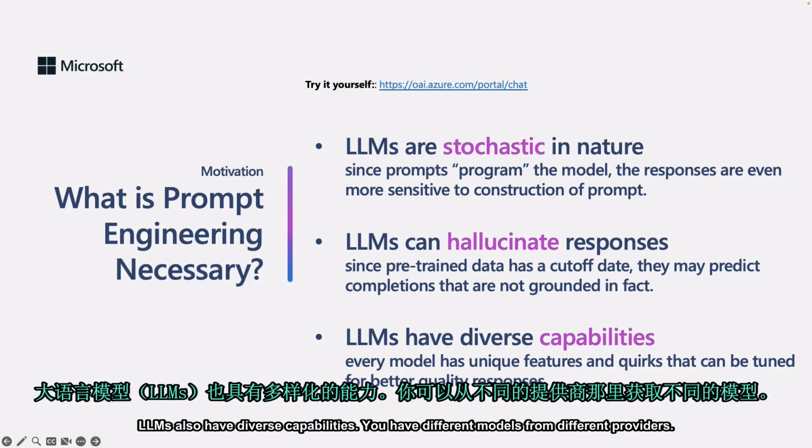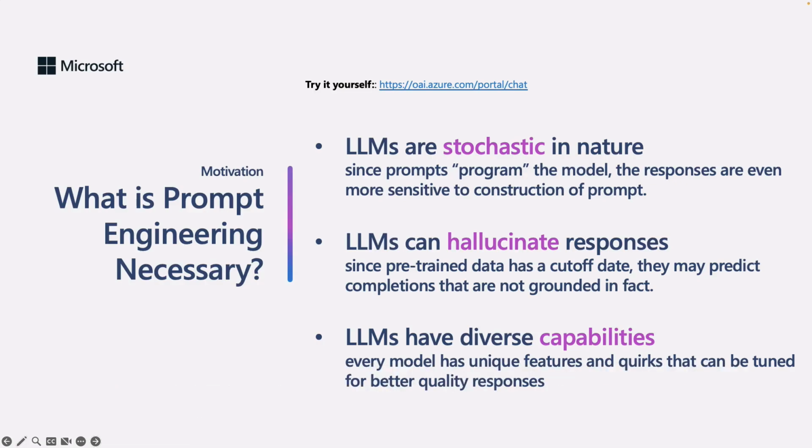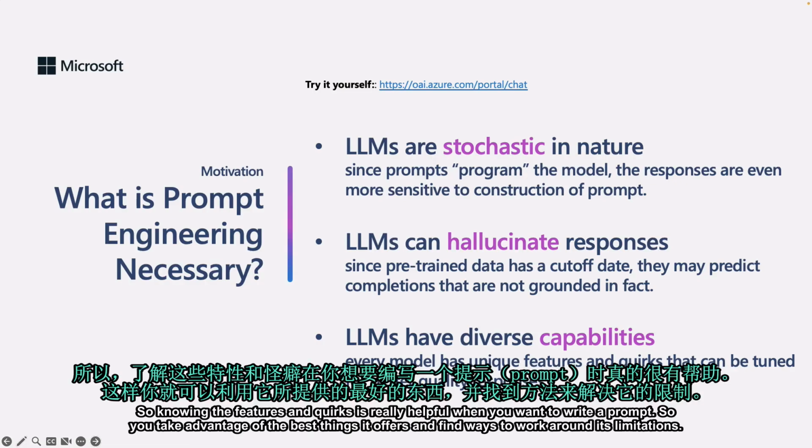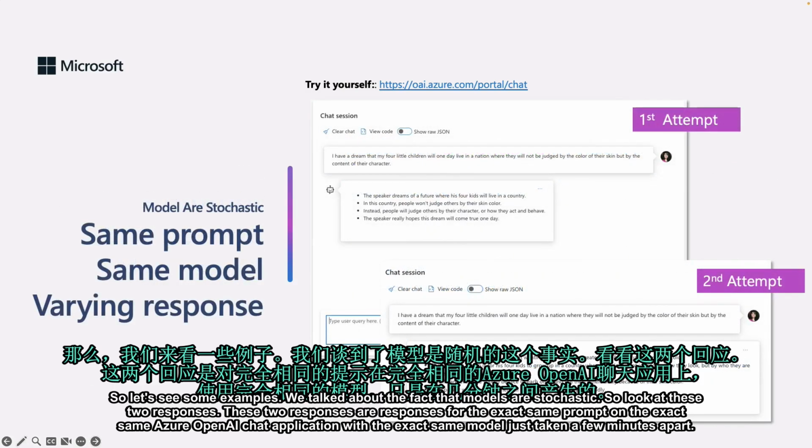LLMs also have diverse capabilities. You have different models from different providers. The same model has different generations, maybe trained for different kinds of text outputs, different kinds of content outputs. So knowing the features and quirks is really helpful when you want to write a prompt. So you take advantage of the best things it offers and find ways to work around its limitations. So let's see some examples.